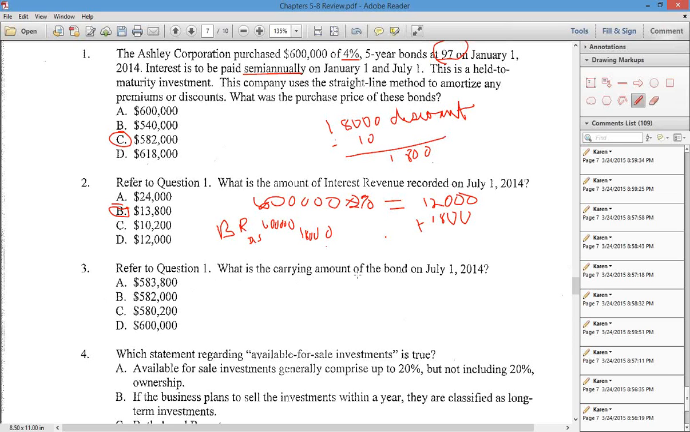Refer to question 1. What is the carrying amount of the bond on July 1st, 2014? There's another definition. So it was 600,000 minus the 18,000, but we just reduced that 18,000 by the 1,800. So we need to increase the carrying amount of the bond by 1,800. So it's 582 plus 1,800. The answer to that is 583,800. So 3 is A.